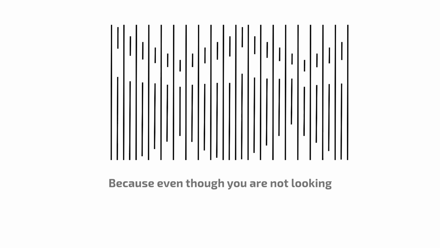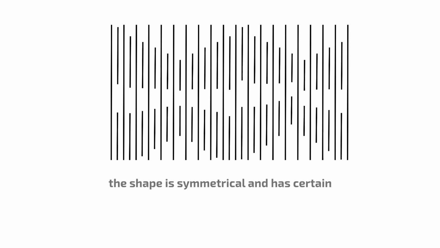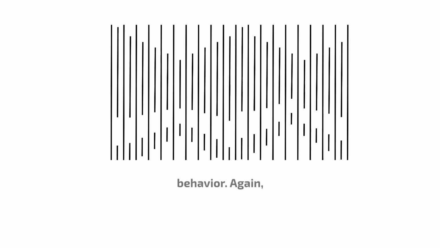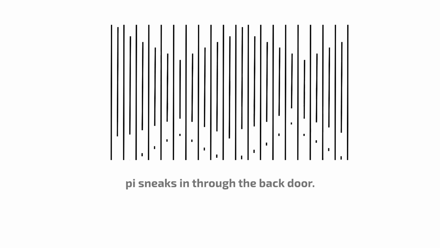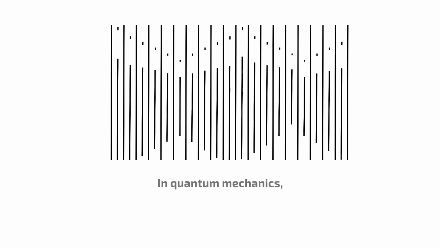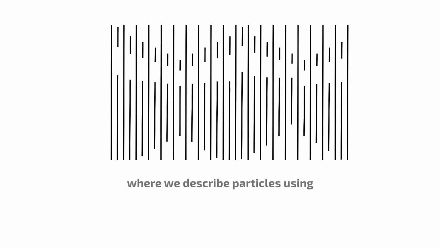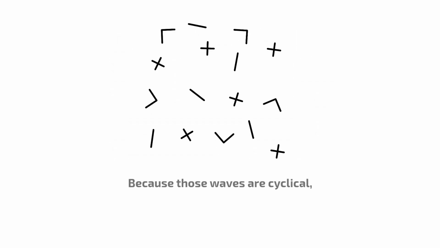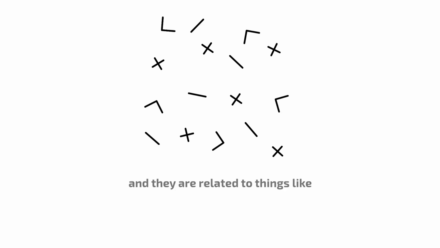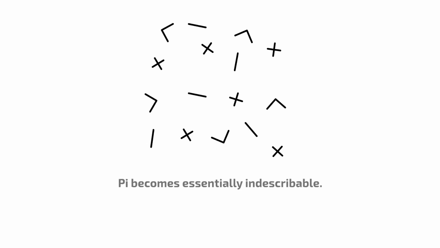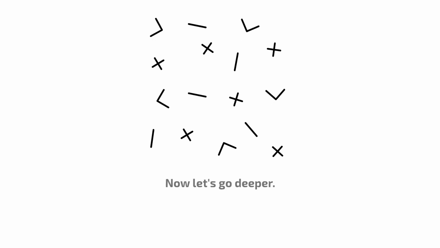Why? Because even though you are not looking at circles, the shape is symmetrical and has certain mathematical properties that connect back to circular motion and wave behavior. Again, pi sneaks in through the back door. And this is not just for statistics. In quantum mechanics, where we describe particles using probability waves, pi shows up all over the place because those waves are cyclical and they are related to things like energy levels and frequencies. Pi becomes essential in describing them.